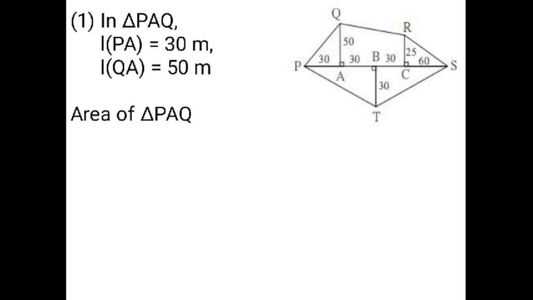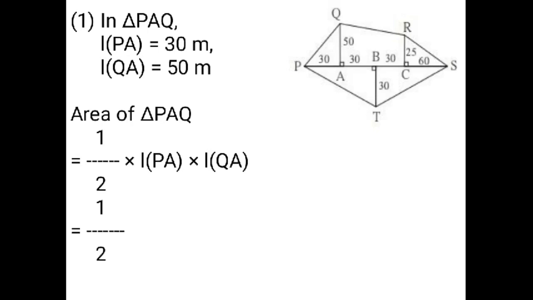Area of triangle PAQ is half into product of the sides forming the right angle. Side PA and side QA are the sides forming the right angle. Area of triangle PAQ is equal to half into length of PA into length of QA. Length of PA into length of QA are the product of the sides forming the right angle. That is equal to half into length of PA is 30 into length of QA is 50.